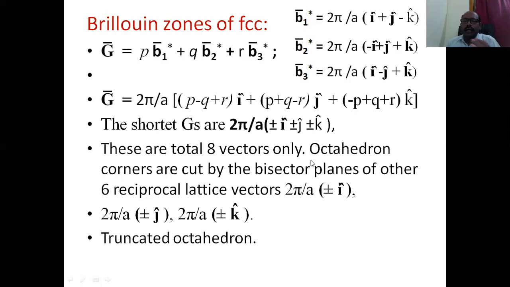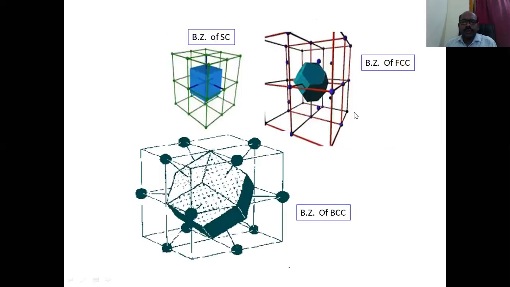Totally we get one other shape. Instead of an octahedron, the corners are cut. Therefore it is called truncated, which means cut. We get a geometrical shape called a truncated octahedron. We see this diagram. In the picture, the Brillouin zone of FCC is a truncated octahedron. Here we are observing.